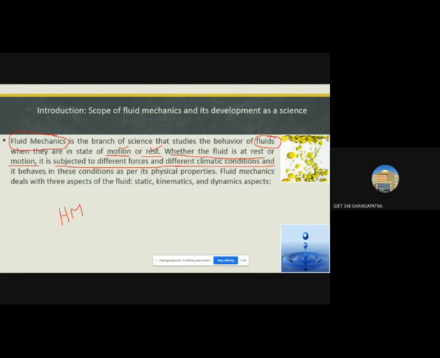Then what is a fluid? A fluid is a substance which flows easily. Now, how these fluids behave under different conditions is the study of fluid mechanics. And as I already told you, we study fluid mechanics based on three aspects: statics, kinematics, and dynamics.